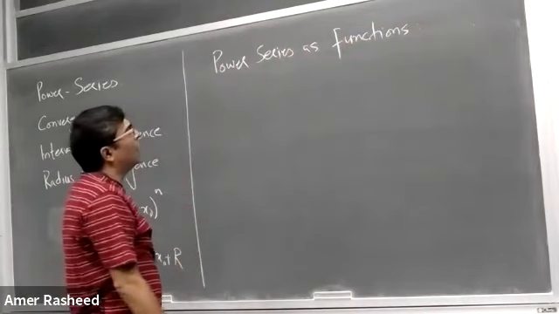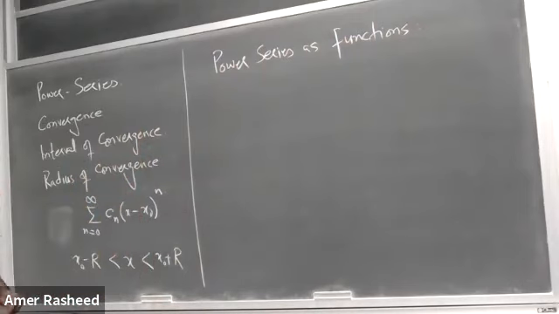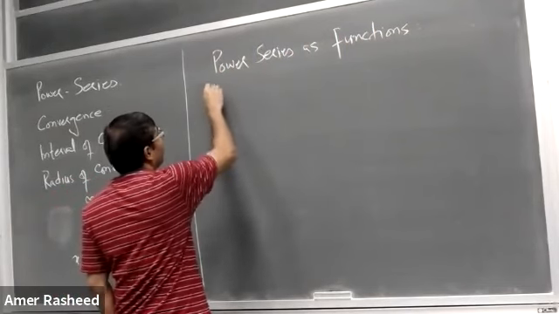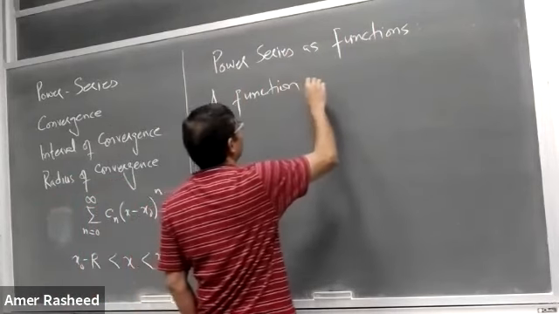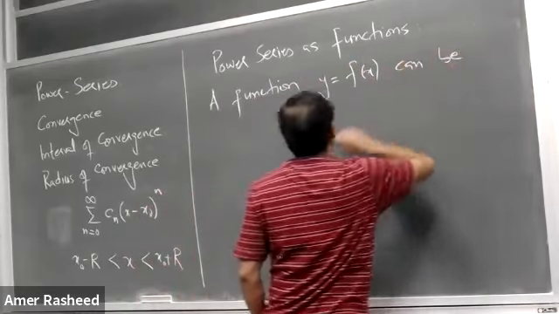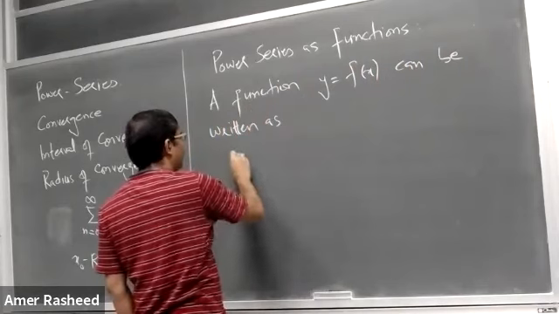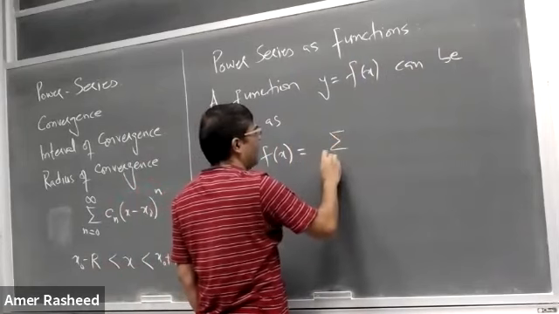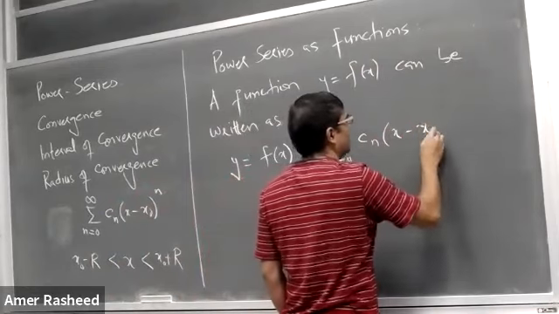Any function which is basically continuous can be written in the form of a power series. A function, maybe y is equal to f of x, can be written in the form of a power series: y is equal to f of x, and it can be written as sum n from 0 to infinity Cn (x minus x naught) whole power n.